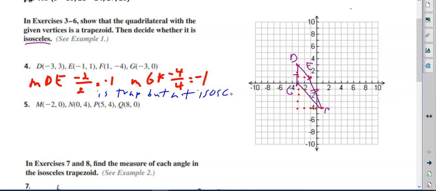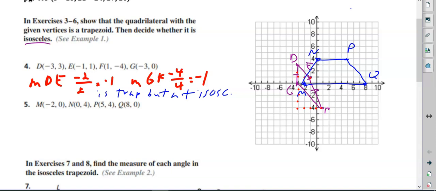All right, next one, negative 2, 0. Kind of overlapping a little bit here. So it's going to be M. And N, 0, 4. P at 5, 4. And Q at 8, 0. Okay.